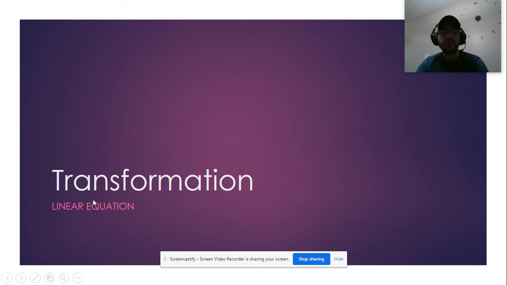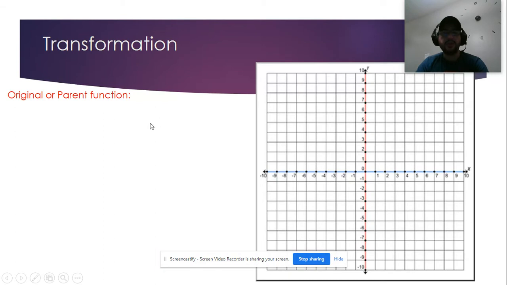Okay, today we're going to talk about transformation of linear equations. When we're talking about transformations, we want to refer to original or parent functions, something that we are going to compare it with. So in this form, y equals mx plus b, the simplest equation will be y equals x. So let's graph this one and use that one as a parent function.